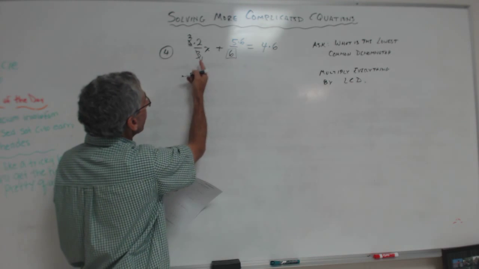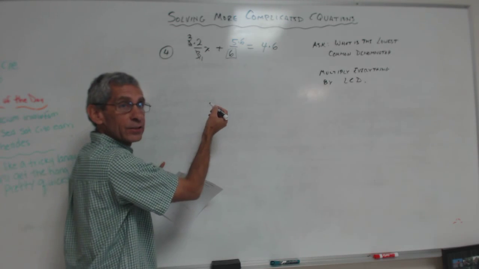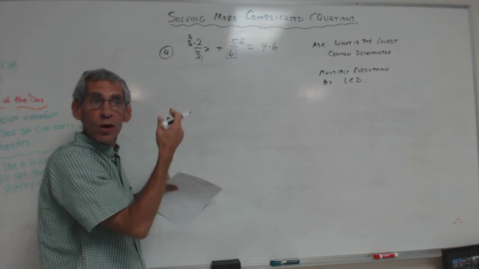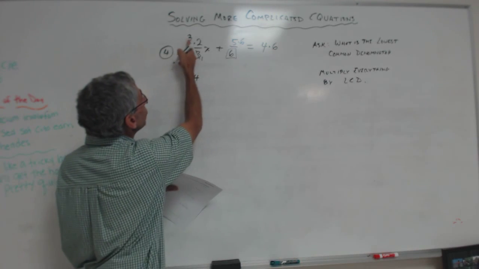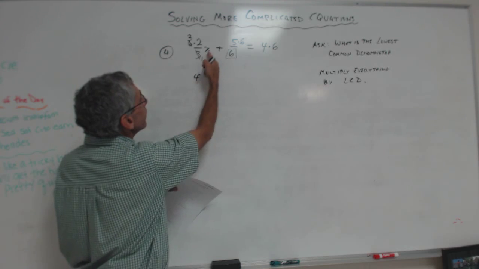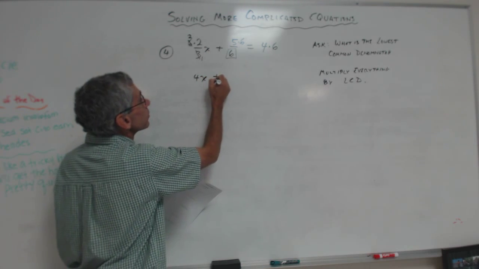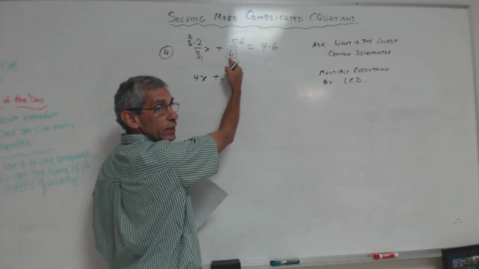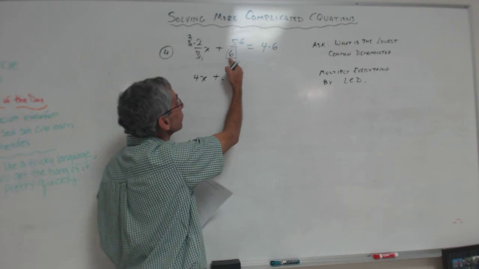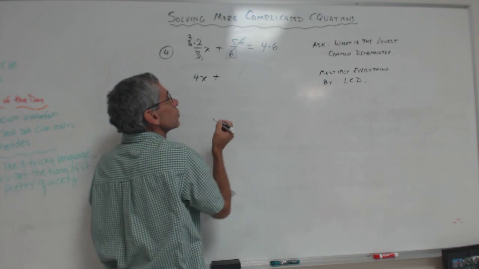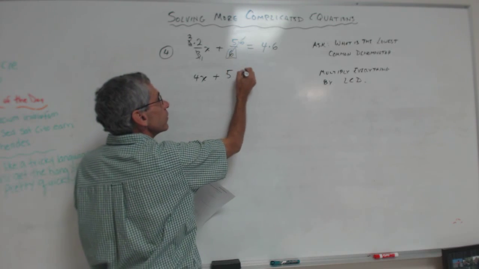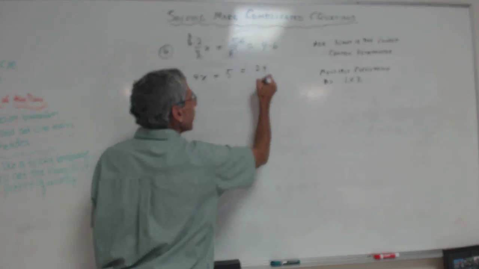So look what I'm going to have. I have now no fraction. This is the one move that gets rid of all your fractions. I have 4x. 2 times 2 is 4x. Plus, notice 6 goes 6. So Cassius, help me with this one. 6, they just cross out, right? 6 over 6 is 1, so I don't even need that. Plus 5 equals 24, right?